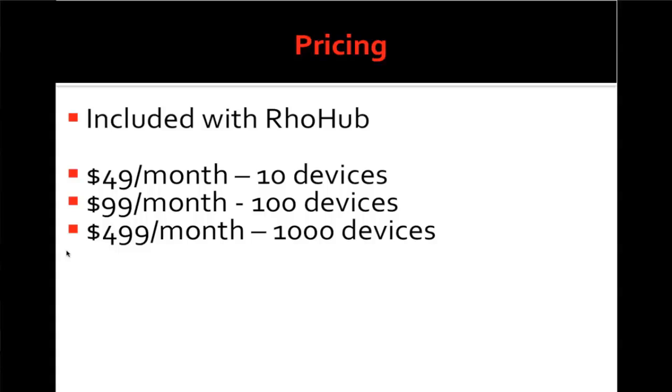The other options that we have are $99 a month for 100 devices, and that, of course, is both for sync and for app provisioning and management, and then $4.99 a month for 1,000 devices. So we're trying to make this very simple to purchase, no additional charge over and above what you might have used RhoHub for sync before.